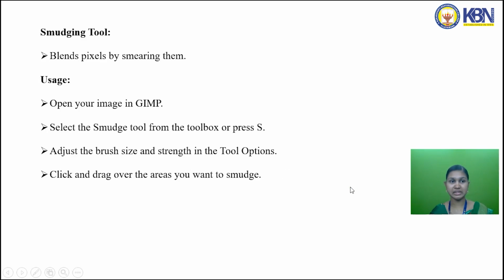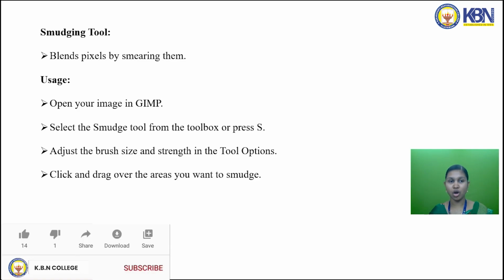Then the smudging tool, which blends pixels by smearing them. Whenever you use animations or effects, the image quality should look good, and the smudge tool is used for this in the GIMP software. Go to the image menu and click on the smudge tool, or use the shortcut key S. Then adjust the brush size where you want to smudge, and click and drag over the areas. It means blending pixels with effects.